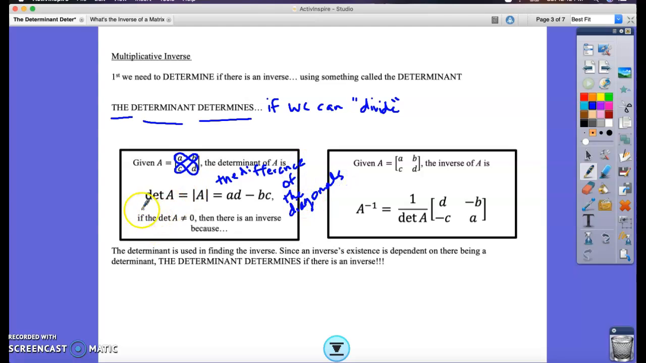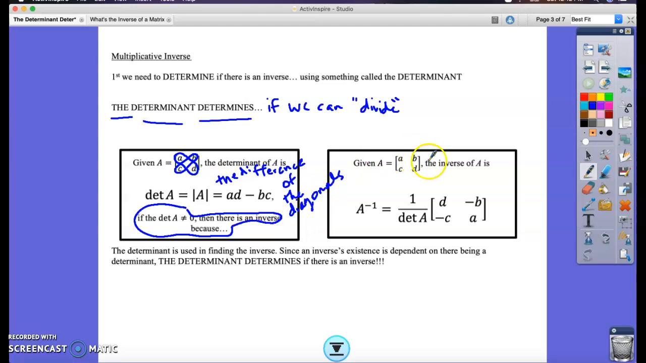Okay, so if my determinant equals 0, that is the only bad situation. If the determinant is 0, that's the only number I can't have it be, then there isn't an inverse. Or I'm sorry, if it doesn't equal 0, then there is an inverse. 0 means no inverse. So if it equals 0, no inverse.